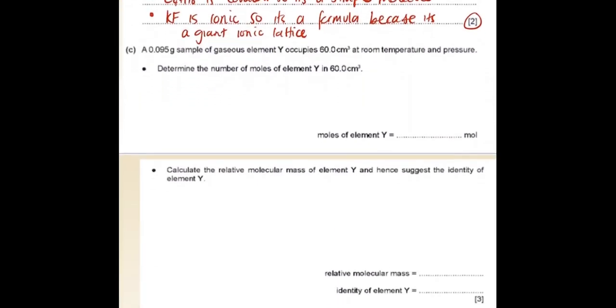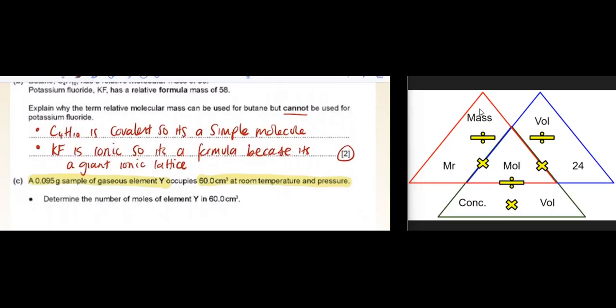Okay, a 0.95 gram sample of gaseous element Y, let's highlight, occupies 60 centimeters cubed at RTP. Determine the number of moles of element Y. Well, we don't need to jump into a table method just yet because it's only talking about element Y. There are no molar ratios to worry about. We're just talking about magic triangles here. So it's given us the mass in grams, and it's given us the volume that it takes up as a gas. It says it's a gaseous element. Don't miss that fact. So if it's given us the volume of the gas, we can divide that by 24, which will give us our moles.